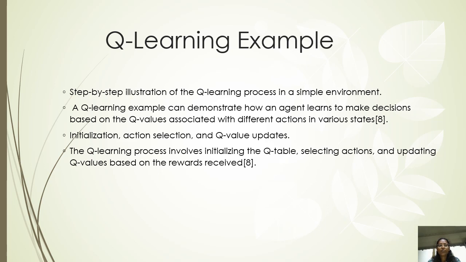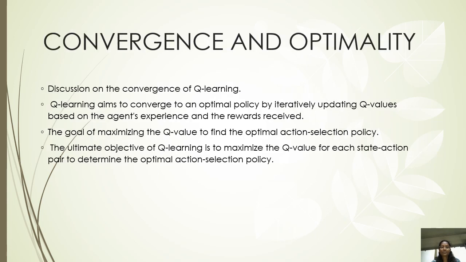While doing the Q-learning process, it involves initializing the Q table, then selecting the actions, and as usual updating the Q values based on the rewards received. Then comes convergence and optimality.